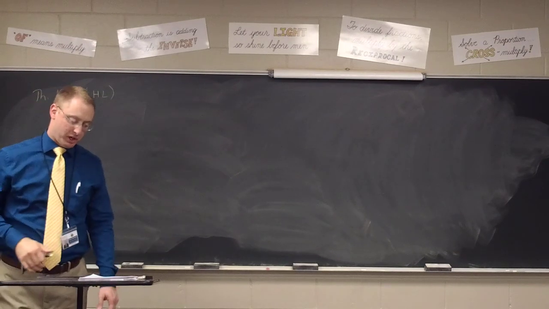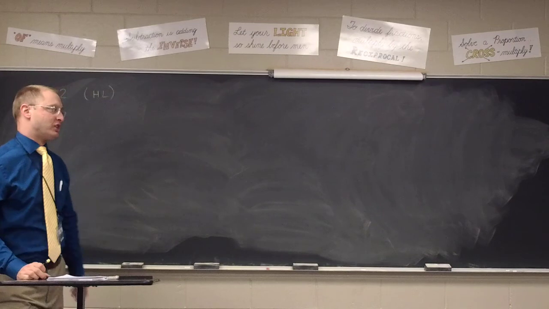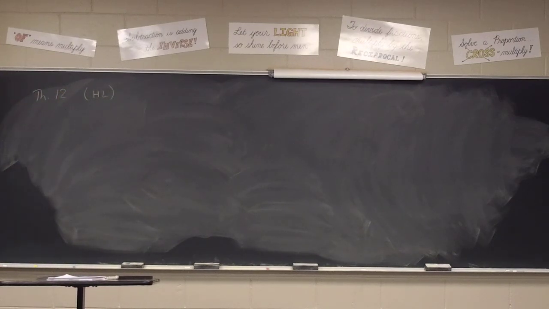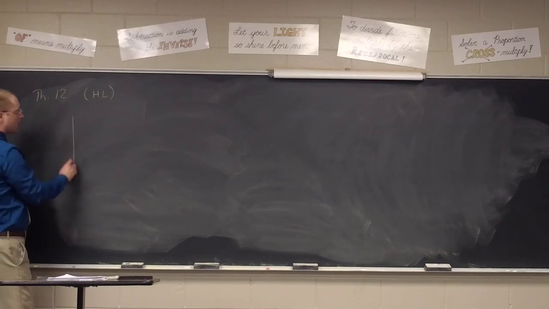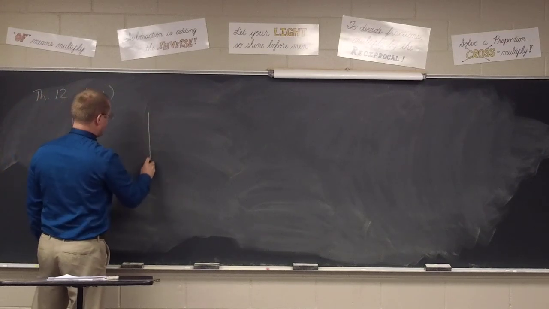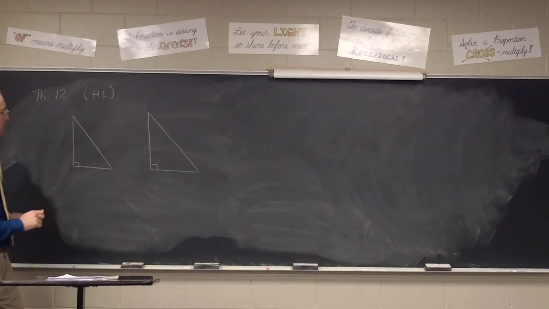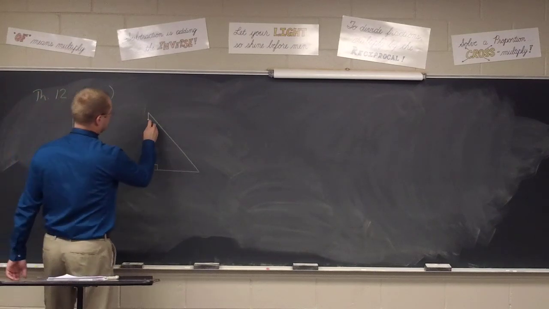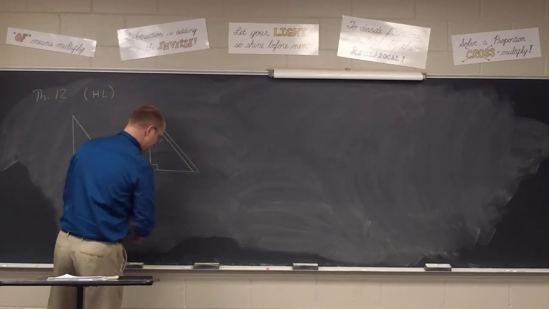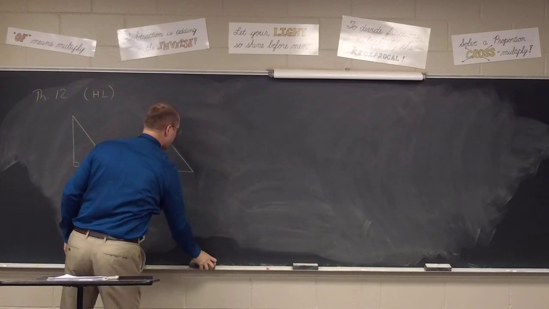Once you have that written down, turn to the proofs of theorems and corollaries. At the top of a new sheet of paper, put Theorem 12, HL. Then draw a couple of right triangles that, to the best of your ability, appear to be congruent. Not sure I did a particularly good job of that, but whatever. Mine, not so much. The second one definitely looks bigger. We don't trust our eyes, but I'm going to help out a little bit. Let me shave a little bit off this. That looks a little bit more like it.